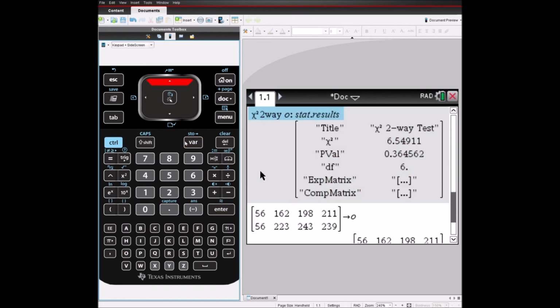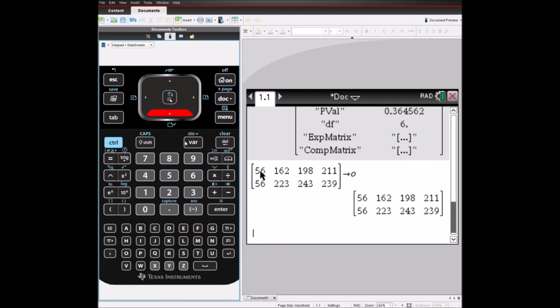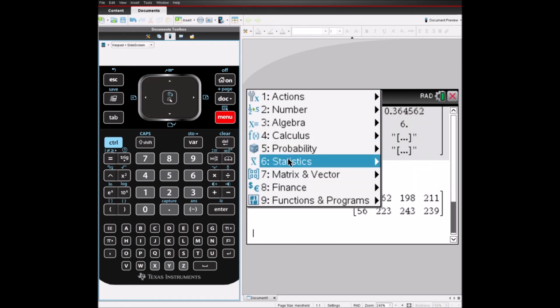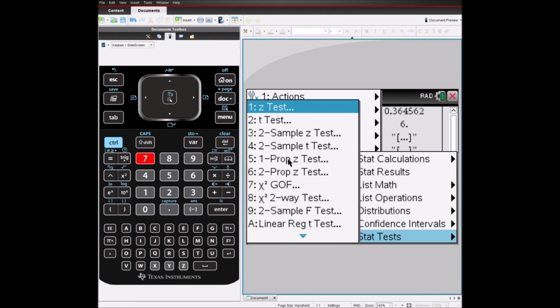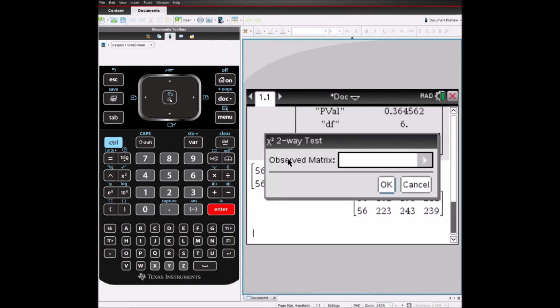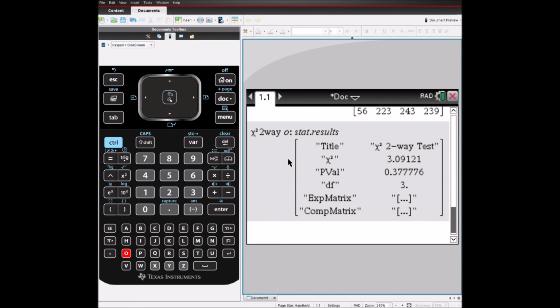So I'm going to copy paste that. Actually, no, that's a bad idea. I should show it. So statistics, stat tests, number 7. And then we want two-way test, number 8. Observed matrix is O. Press OK. There's our chi-square value, our p-value, degrees of freedom, but what I really wanted right now is the expected matrix. So how to extract that? Every time you run a test like this, the program or the coding behind that function includes the storing of variables most of the time.